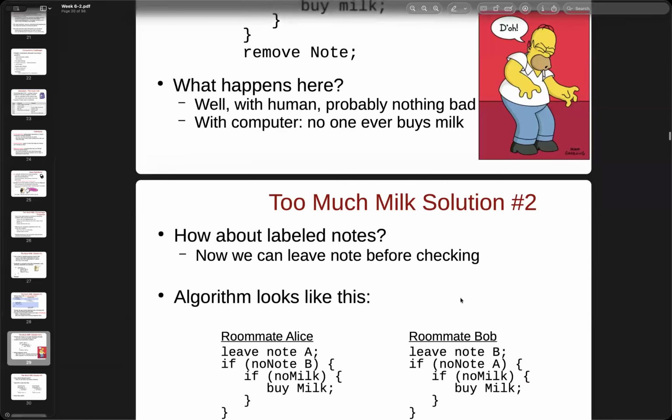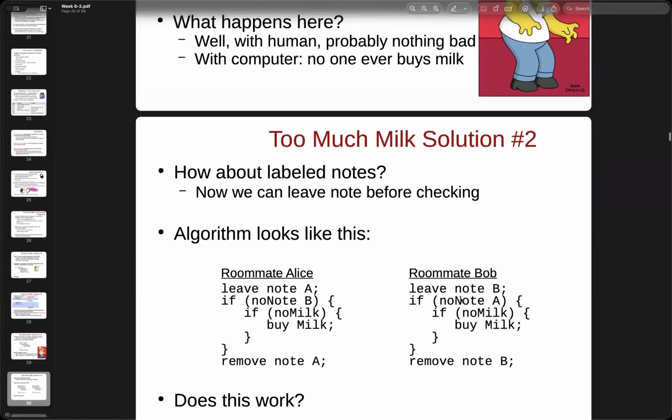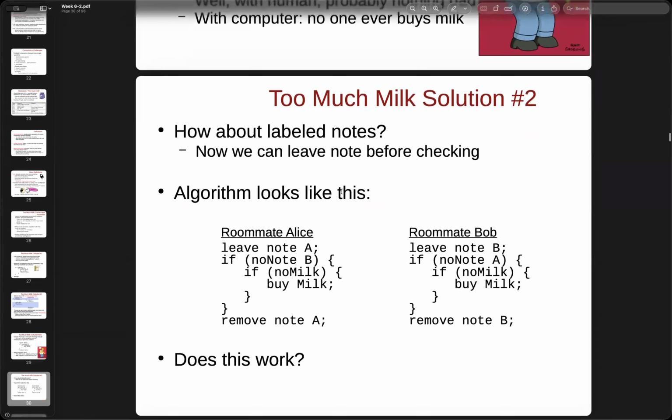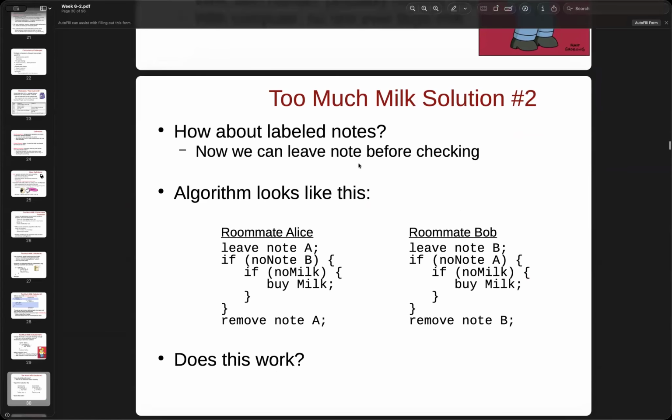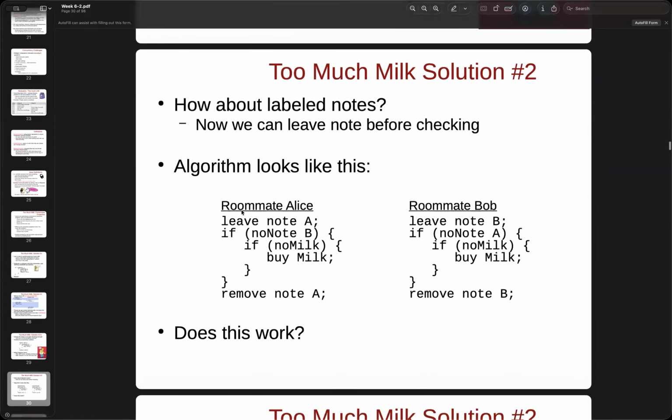Then we ask, how can we make it look better? Here is the second solution. We leave the note before checking, so we say, let me leave a note. Okay, then I will check: does process B have a note? If no, then I am going to check, do we have milk? No, then I will buy it. And then I will remove my note. How about this solution?